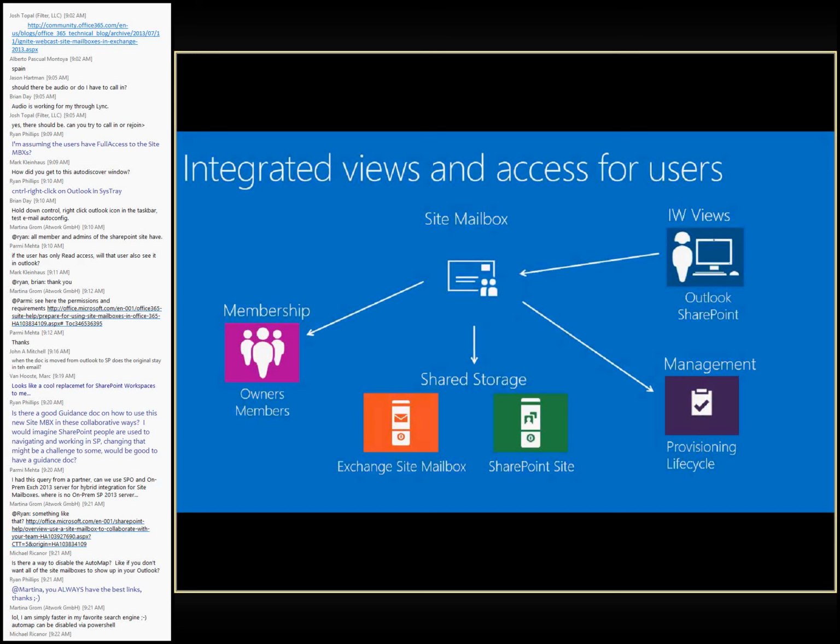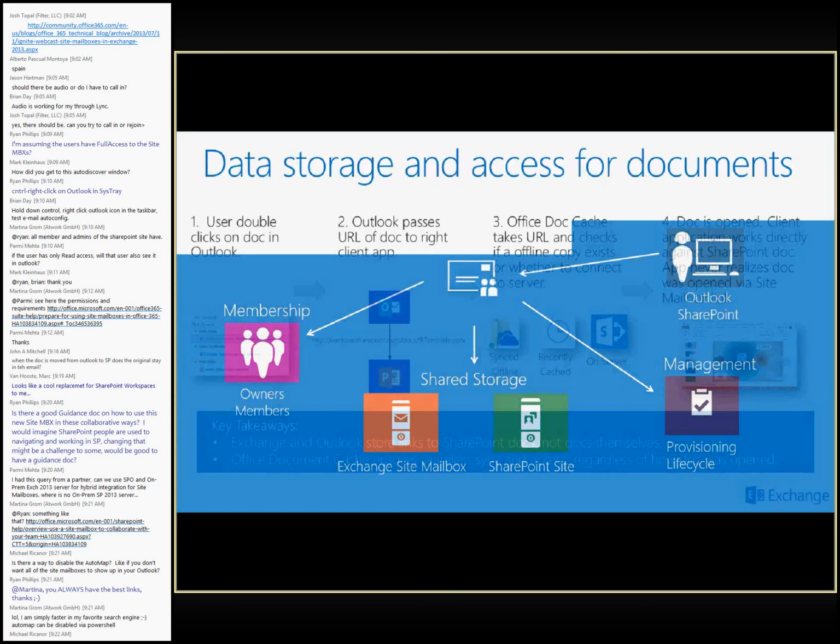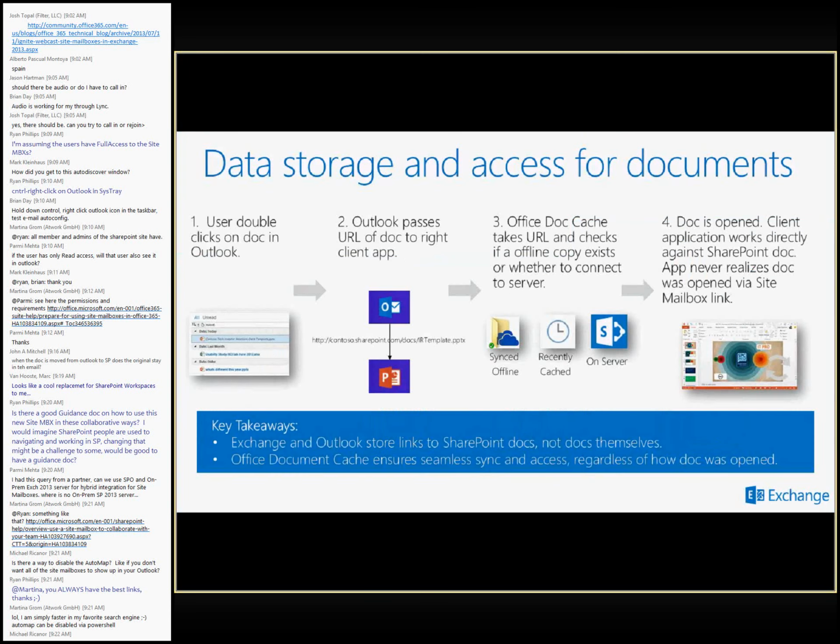So let us just look at the background workings of how the site mailbox works when a user clicks on a particular document. We've talked about this many times, but I'll just reinforce it again. So let us say the end user double clicks on a document within his Outlook client. All that is happening is Outlook is providing the URL, and that URL points to the PowerPoint, in this example, that is held within the SharePoint site itself. So Outlook just gives back the link to the application, which is PowerPoint.